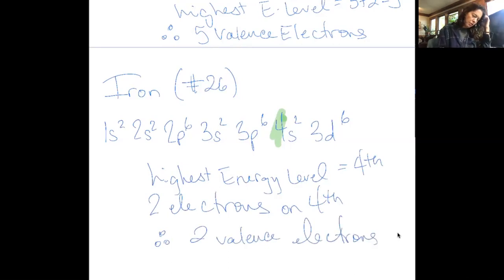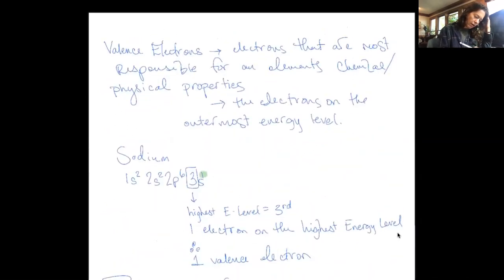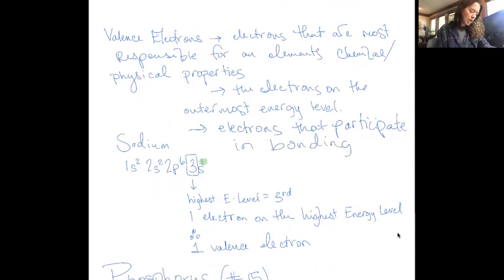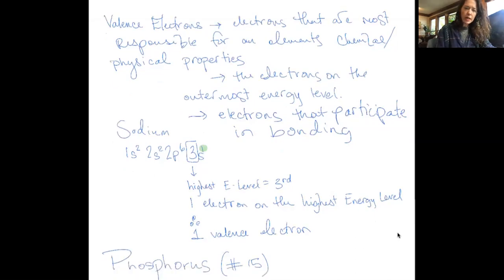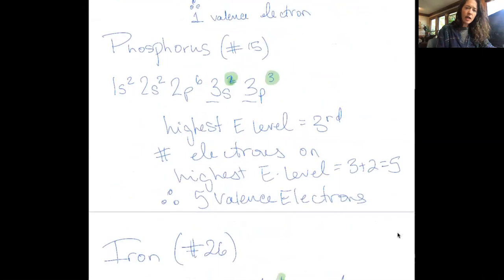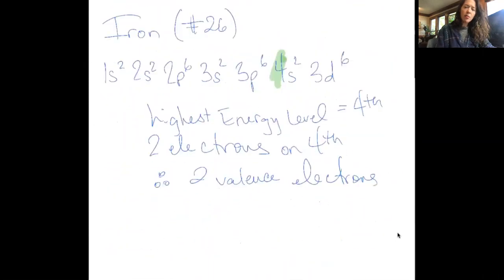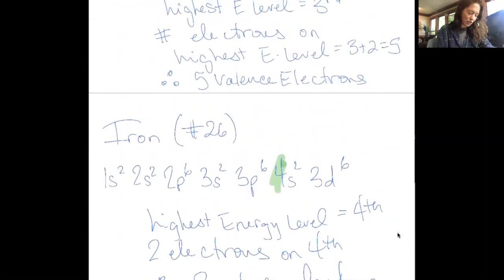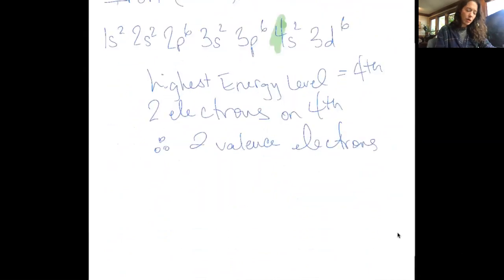Right? Another thing we should probably write about our valence electrons up here: they are the electrons that participate in bonding. So we'll see that this is important, right? They are either transferred, given, taken, or shared. So we'll talk a lot about valence electrons. Okay, right now we're just looking at how to identify how many valence electrons we have based on an element's electron configuration. And you see that it's pretty easy, right? We could do one more.